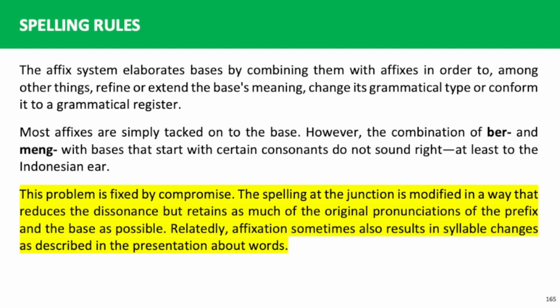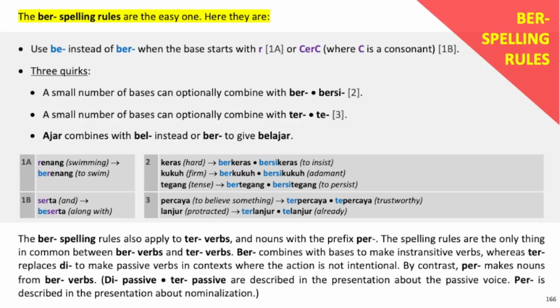The spelling at the junction is modified in a way that reduces the dissonance, but retains as much of the original pronunciation of the prefix and the base as possible. Relatedly, affixation sometimes also results in syllable changes, as described in the presentation about words. The ber spelling rules are the easy ones.